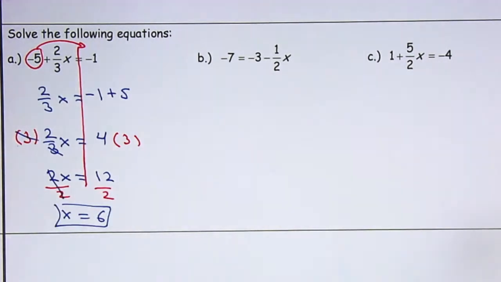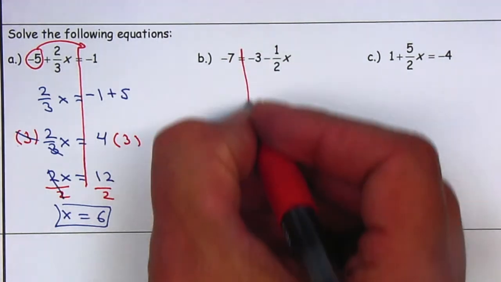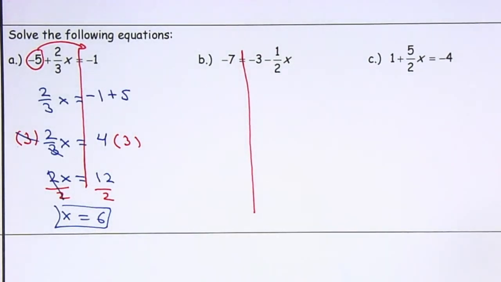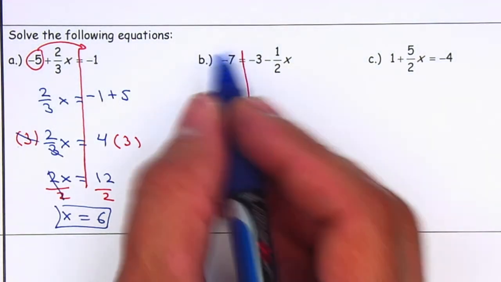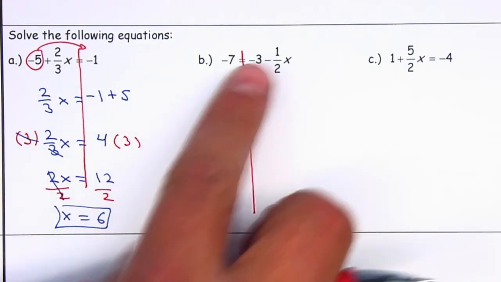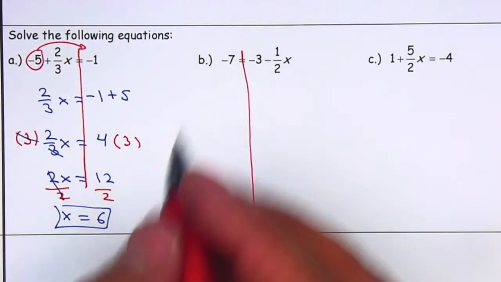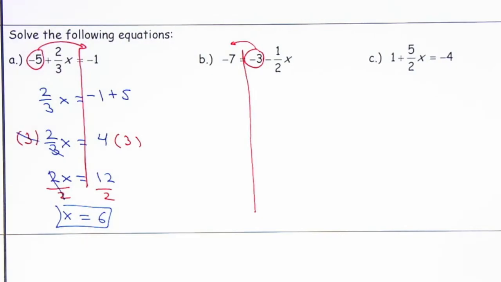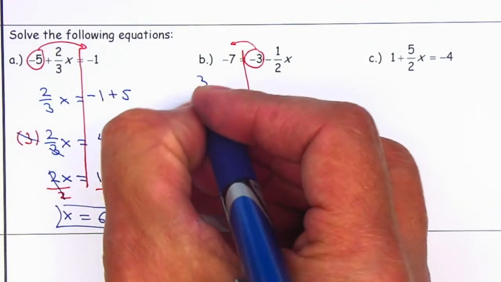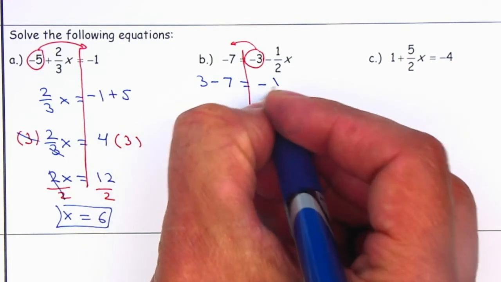Let's do example B. Draw the line. Now I need to leave the x by itself, so I'm going to get rid of the 3 first by moving it to the left. We're going to leave the x on the right, just like we did on example A above. Move the 3 to the left, becomes a positive 3. So we have 3 minus 7 is equal to negative 1/2 x.